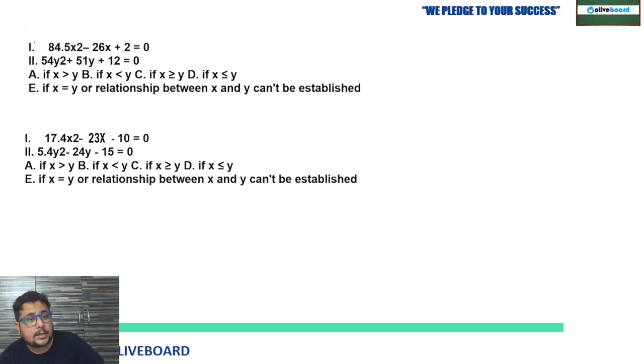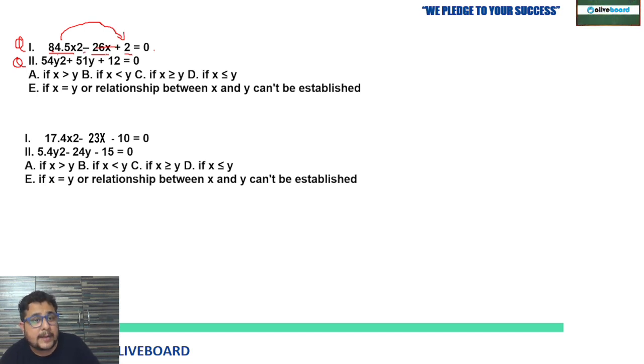Another example is here. Quantity 1 and quantity 2 are given. You have to find out the relation between quantity 1 and quantity 2. 84.5x square minus 26x plus 2 equals 0. Here the coefficient of x square is in decimal form, so the calculation is going to be a little bit tricky, means calculative.